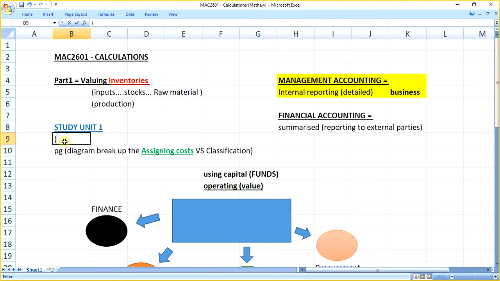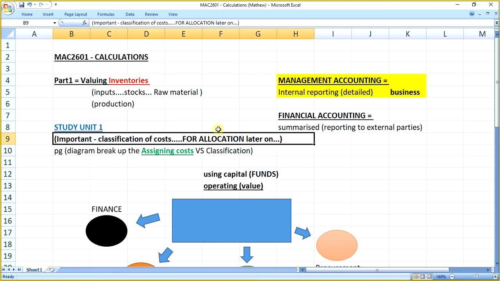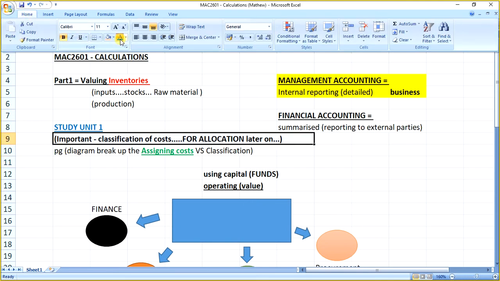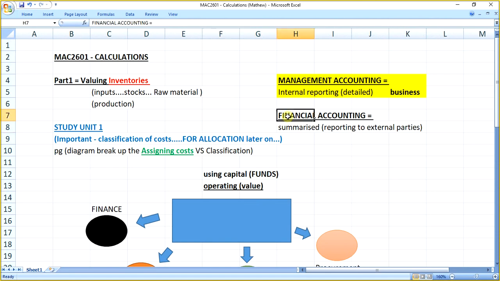Study unit 1, important. It's just looking at classifications of costs. And why is that important? For allocation later on. That would be the cost drivers, and looking at cost, but that's a bit later. But as long as you've got the classification right, then you should be able to allocate it correctly, depending on what they've given you. Yeah. Okay.